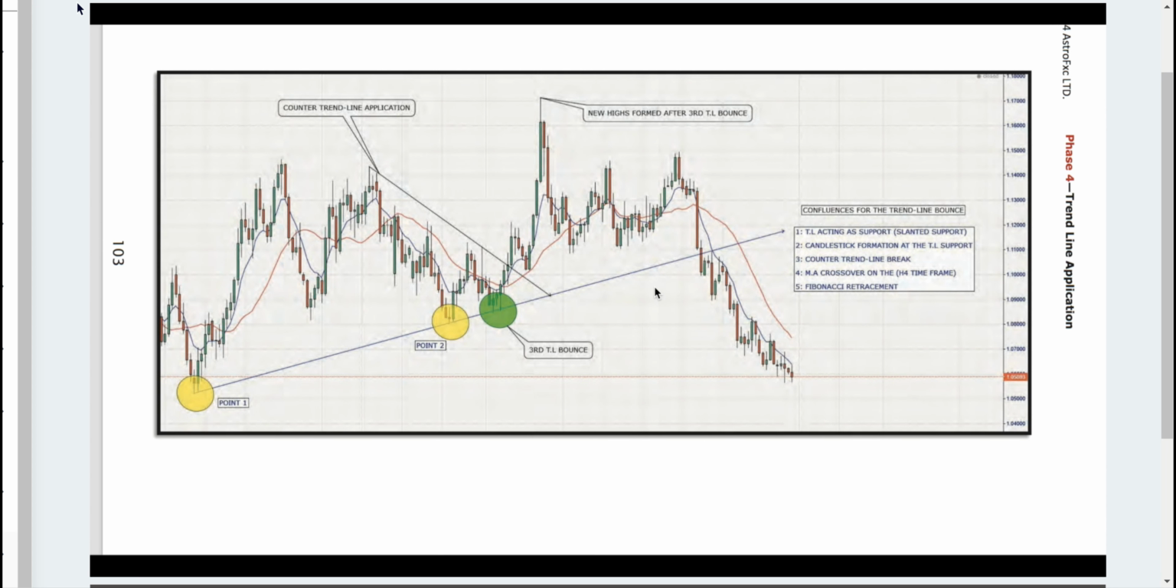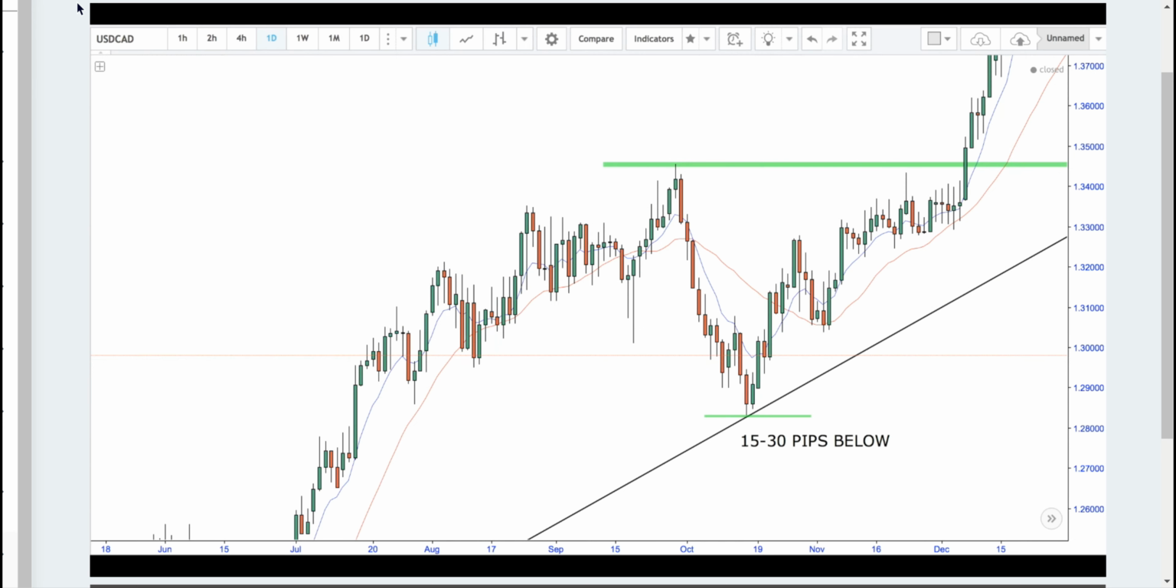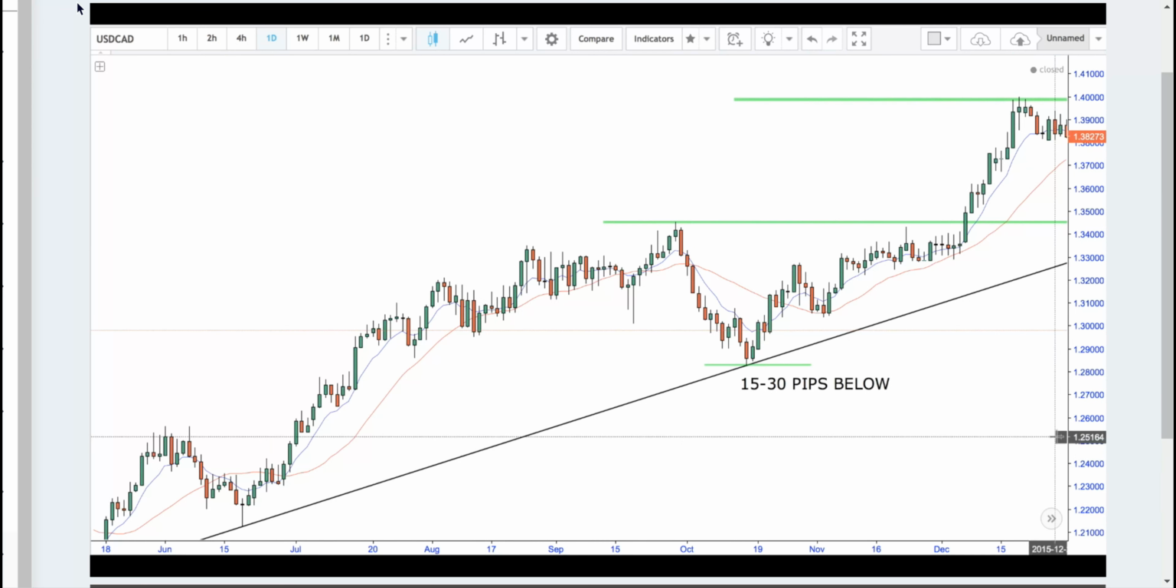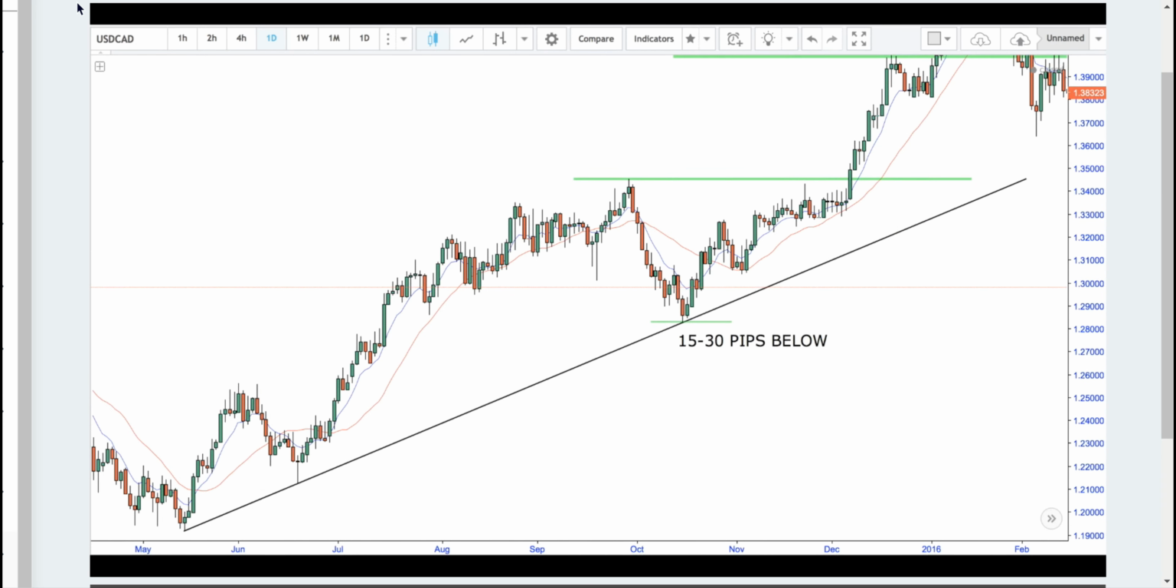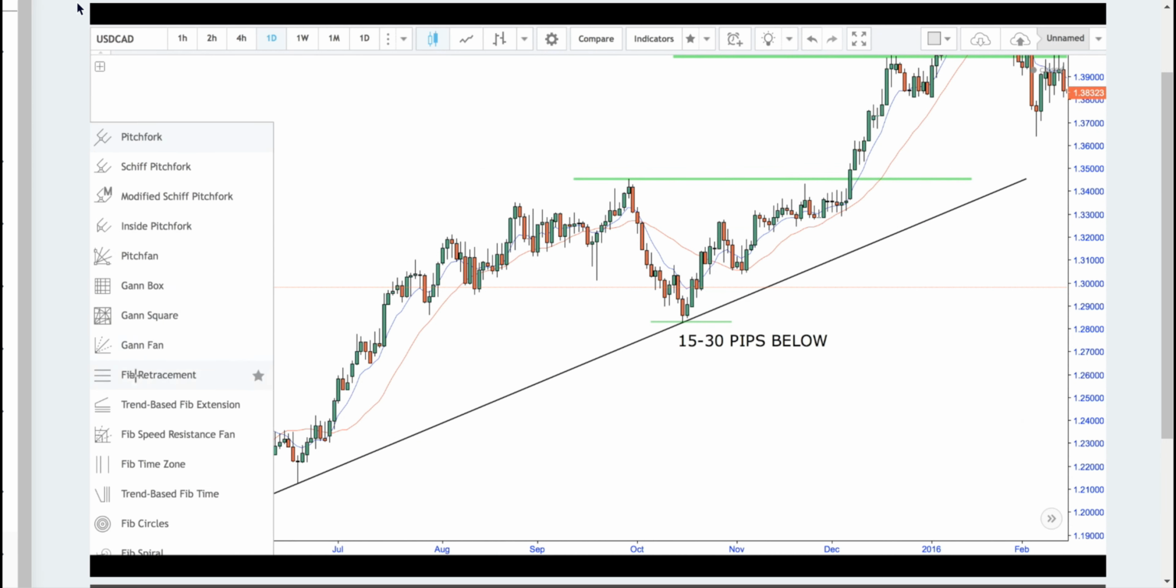Then we have Fibonacci retracement like A, B, C, D, okay, which we'll get to in the next section. And I do believe we had that here as well on the USD CAD. Let me just throw it up there.